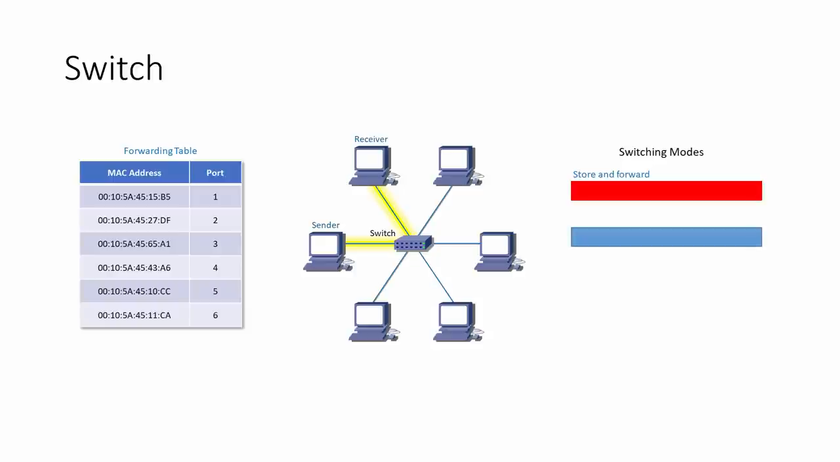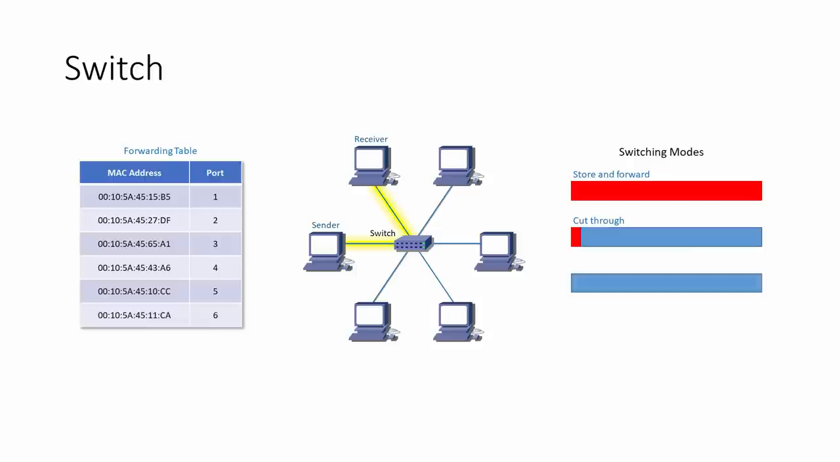Alternatively, a switch can be set up to start forwarding a frame as soon as it's read the first 6 bytes, but before the whole frame has been received. The first 6 bytes of the frame is where the destination MAC address can be found. This is called cut-through mode. It is faster, but the downside is that there can be no error checking at all.